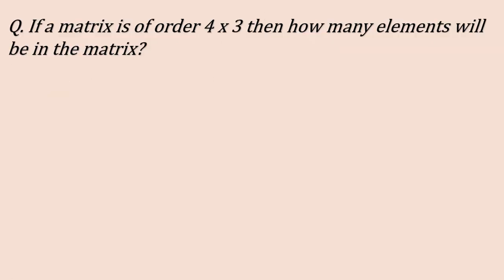Now in the exam you can have some simple questions like, if a matrix is of order 4 by 3, then how many elements will be there in the matrix? So how can you solve such questions? Just multiply these numbers. So 4 multiply 3 means 12. Okay, so there will be 12 elements.